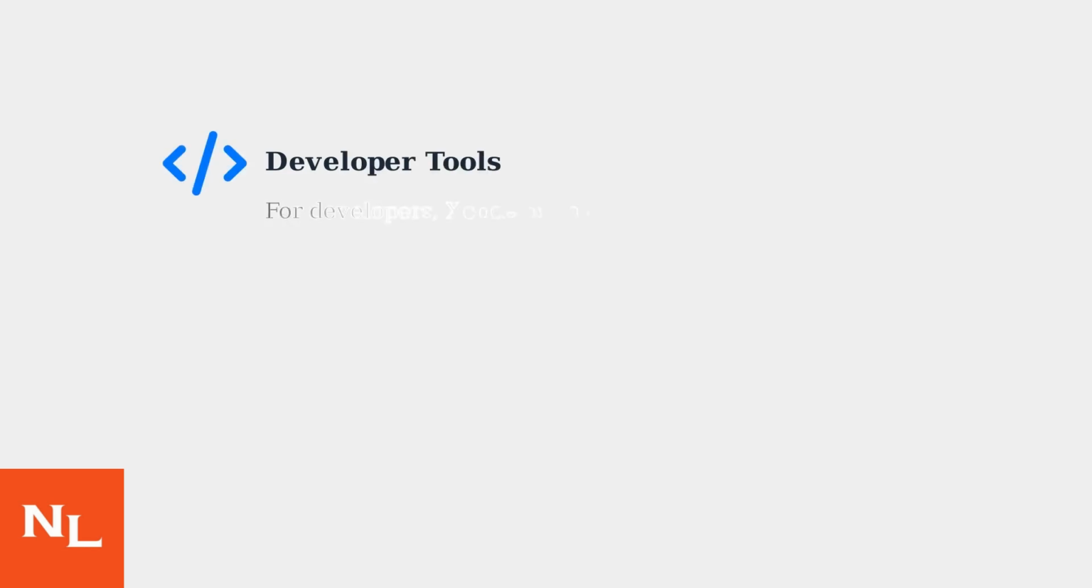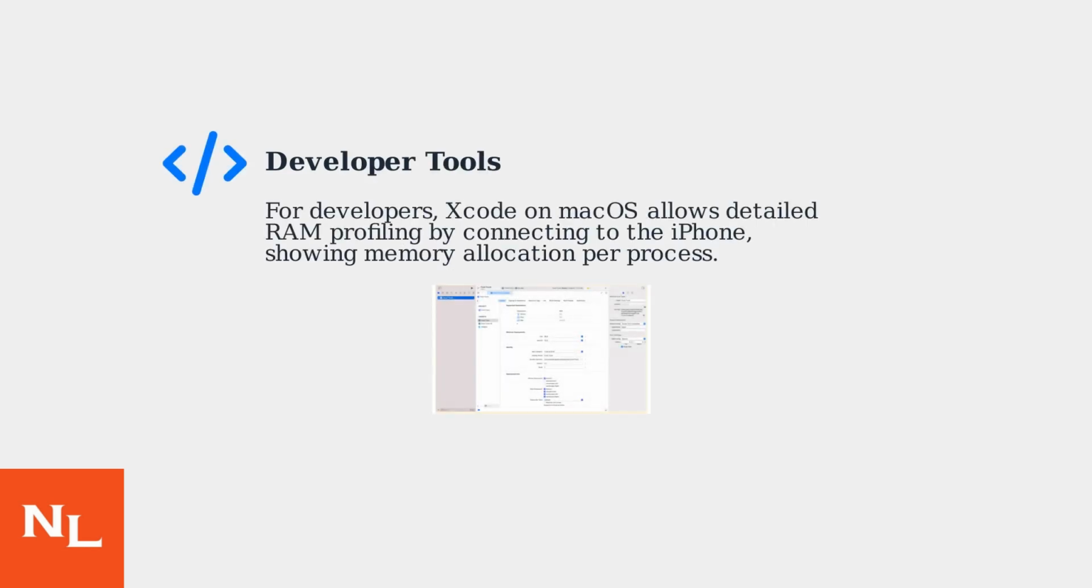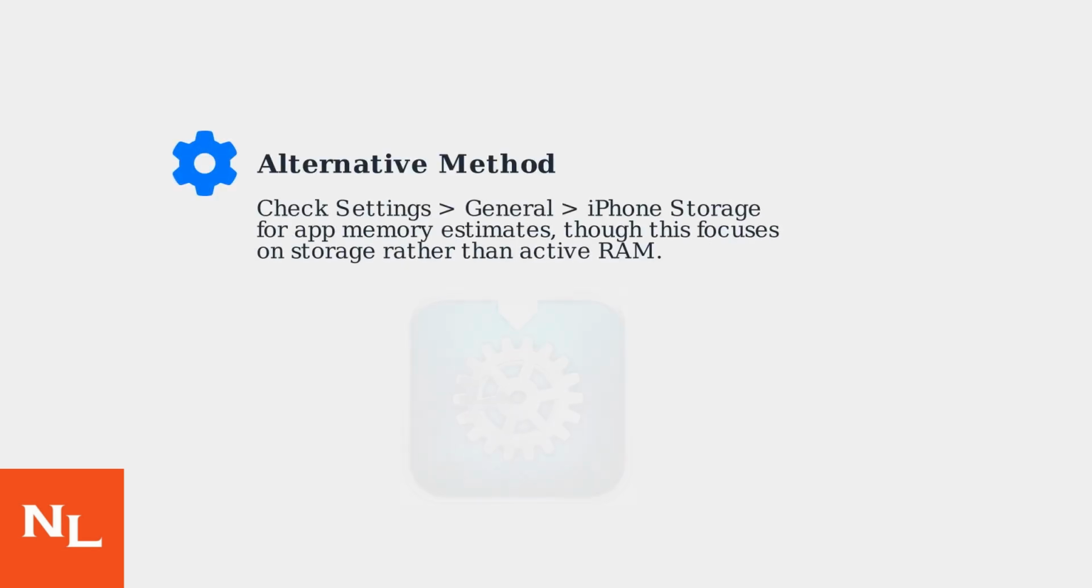For developers, Xcode provides the most detailed RAM analysis. By connecting the iPhone to a Mac, Xcode can profile memory usage, including allocation per app and system processes. As an alternative, you can check settings under General and iPhone Storage for estimates of app memory usage, although this primarily shows storage data rather than real-time RAM.